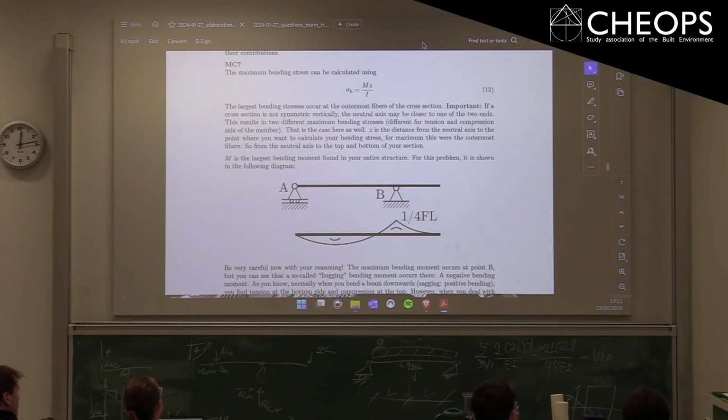So if they ask you these questions, don't blindly fill in, okay, the top is in compression, the bottom is in tension. No, look at the structural scheme and look at whether you have positive or negative bending moments. So either sagging, which is the normal bending moment, or hogging, where you're pushing, well, the structure upwards.